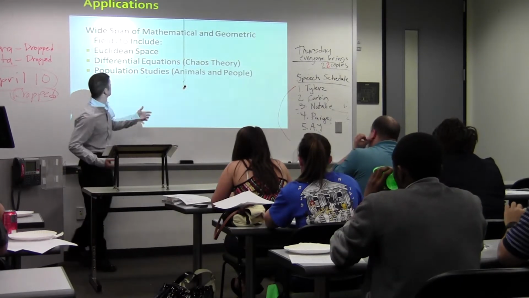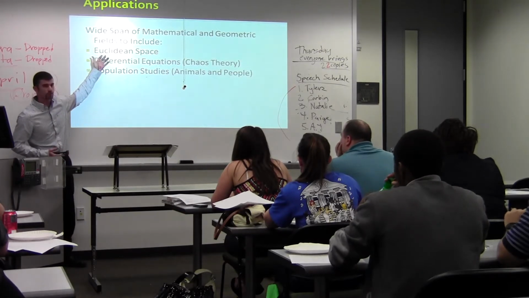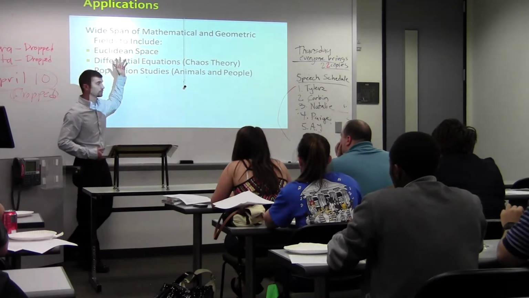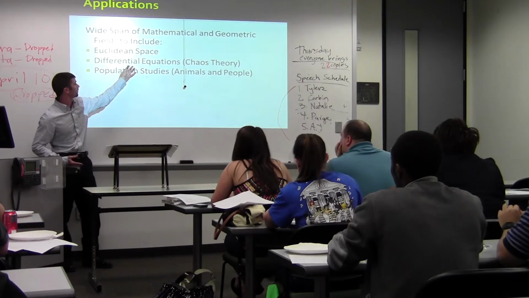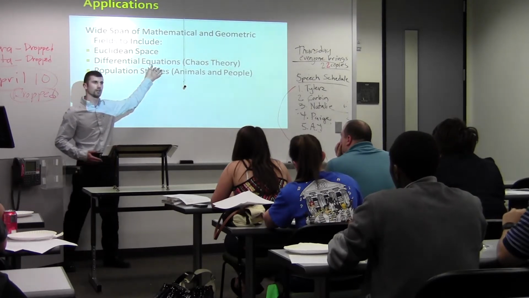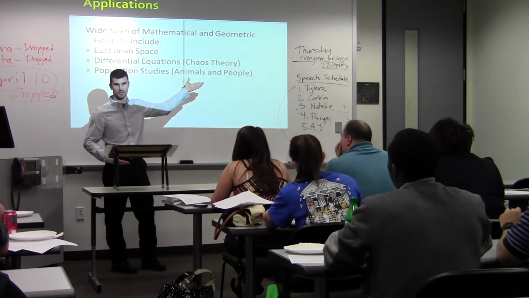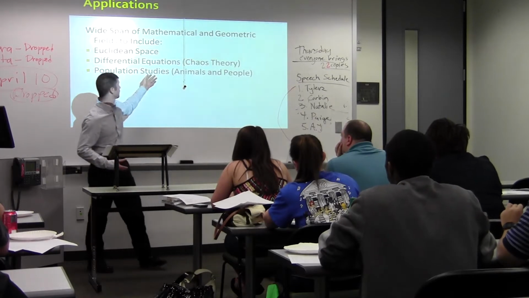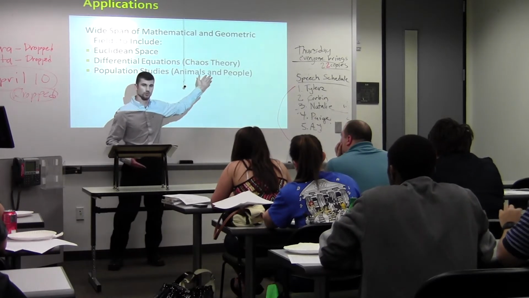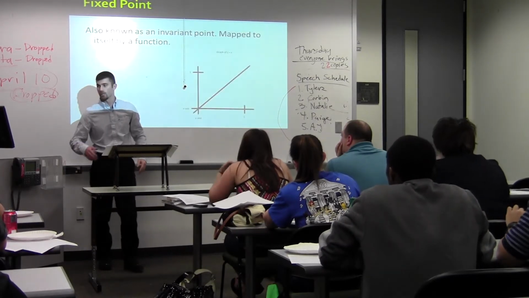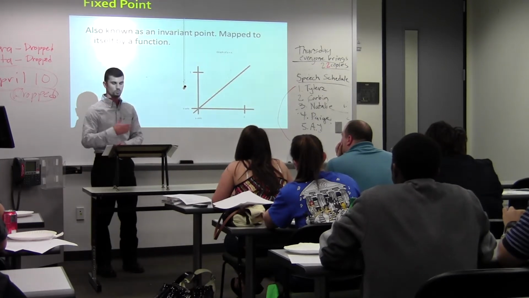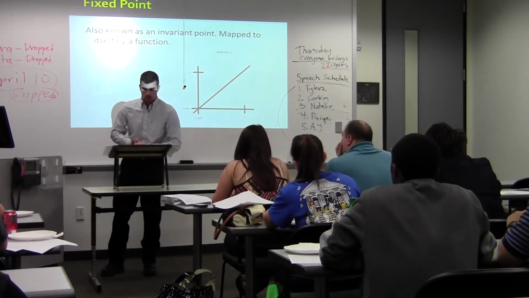Some of those more obvious places would be Euclidean space. It's a study of three-dimensional geometry. But then you run into things like differential equations and chaos theory. This is where you get into weather prediction. Then you also have the population studies, animals as well as people. So it's used in many, many fields. It applies way across the board.